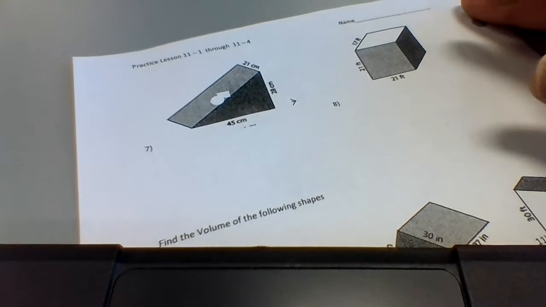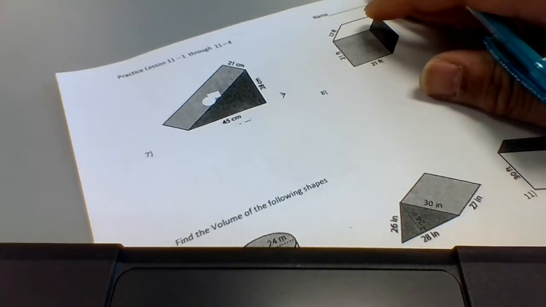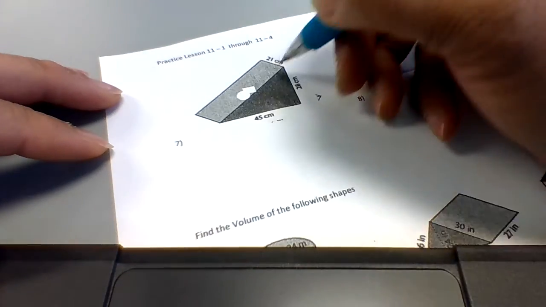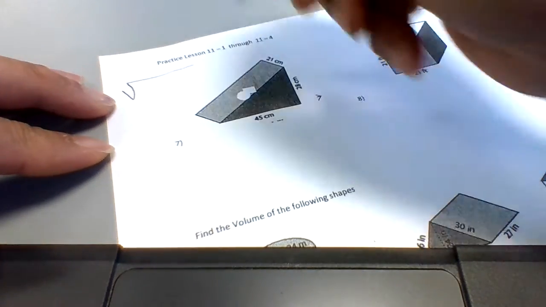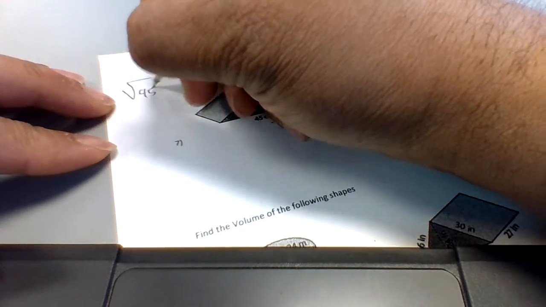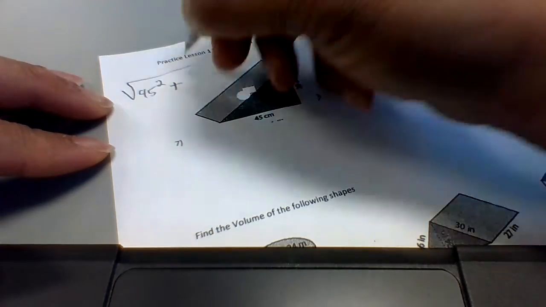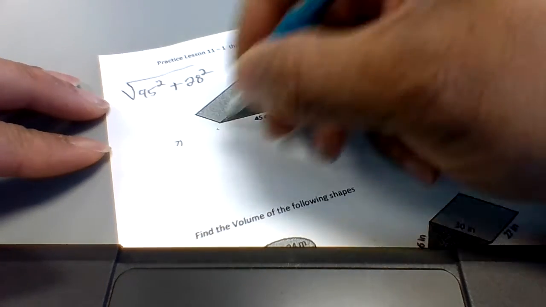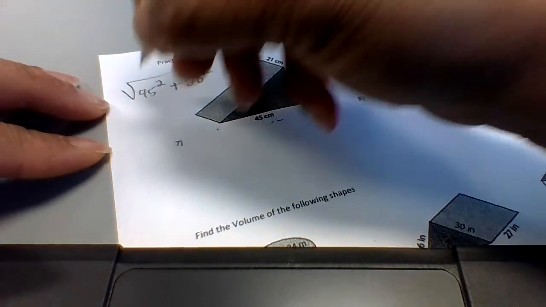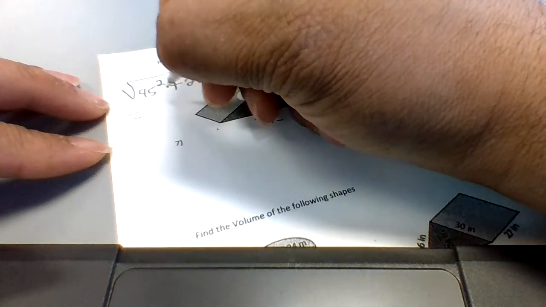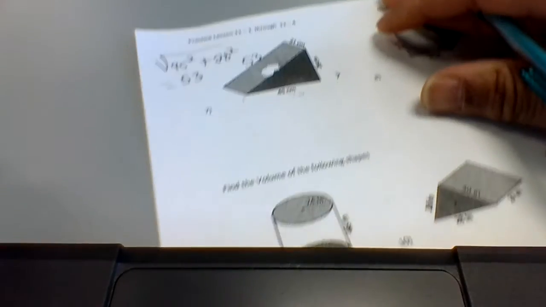Next, another triangular prism, but we have a missing side here. I'm going to do the shortcut. It's going to be the square root of 45 squared plus 28 squared, because we don't know the hypotenuse. We're looking for that. You add these two together, and when you do the math here, you end up with 53. So the missing side is 53.